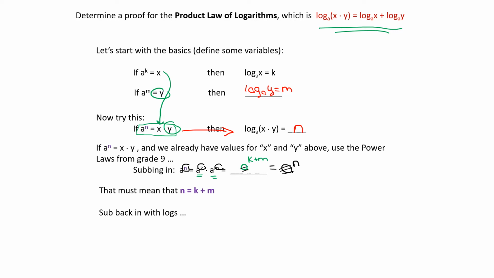Just like if I had a to the power of 7 equals a to the power of x, well then 7 must equal x. Same thing here, we've got k plus m must equal n. That's this line right here. Now we're going to sub back in with logs. So change colors, let's go to blue. Sub back in with logs here. So this is it. My next line is my answer. Let's start with n. This formula right here, I'm going from here.